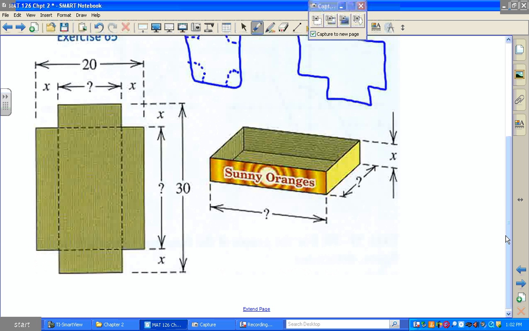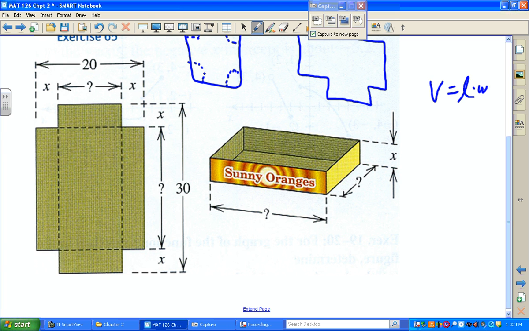How do you find the volume of a rectangular prism? Yeah, length times width times height. Those equations you obviously have to know because I won't provide them for you. And the easy one is always the length. They always take the 30 and they always subtract the 2x's. 30 minus 2x. That's always the easiest one, the length.